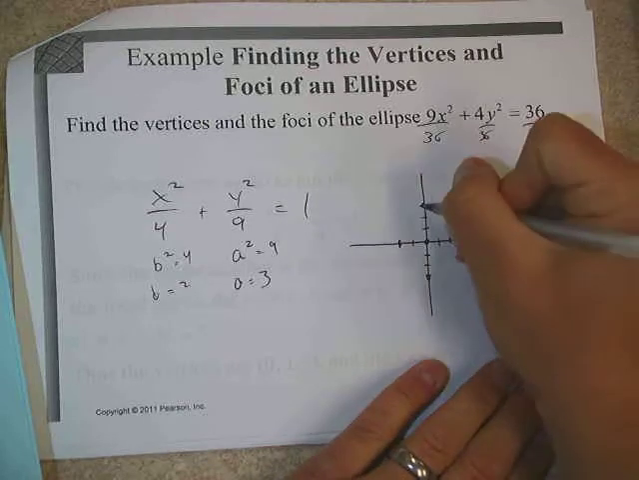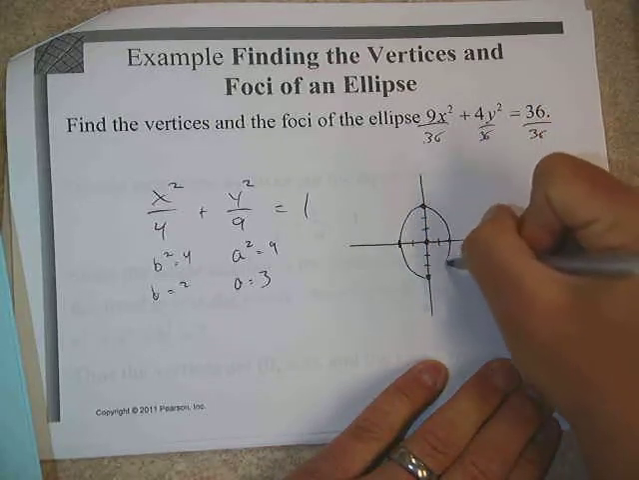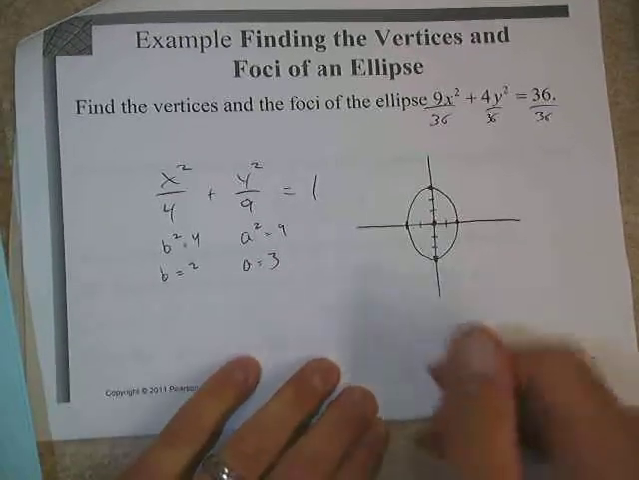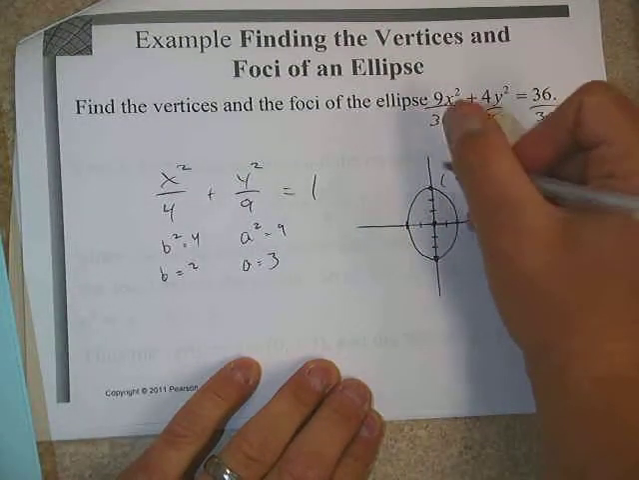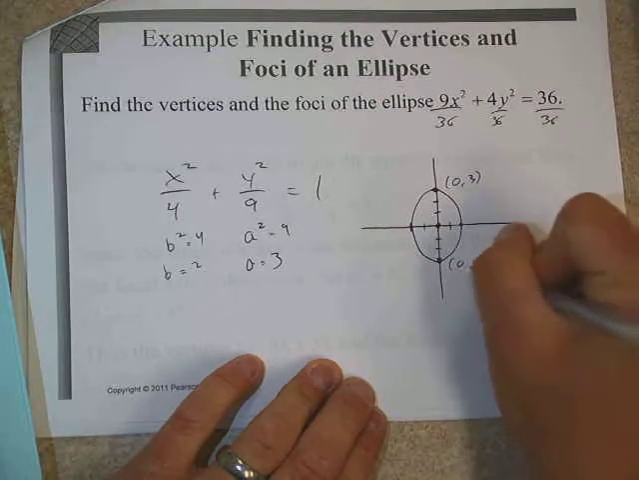Similarly, b squared would be 4, therefore b would be 2. So that means to the right and left, we'd go 2 left, 2 right. And at that point, once we have those key 4 points drawn, we can actually draw a picture of the ellipse. So that would be a picture of the ellipse.